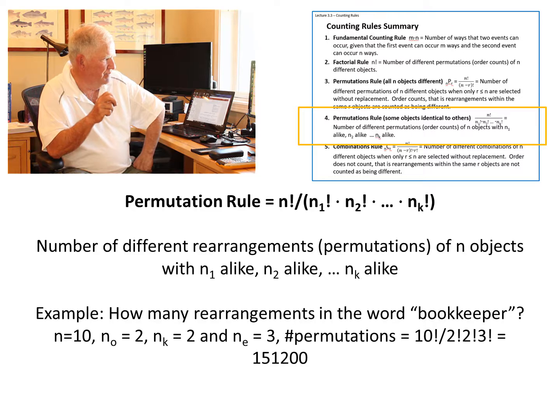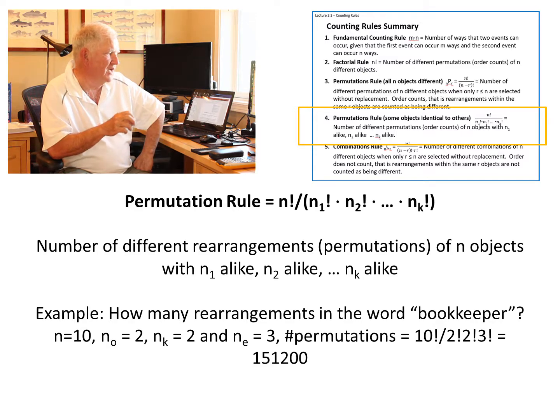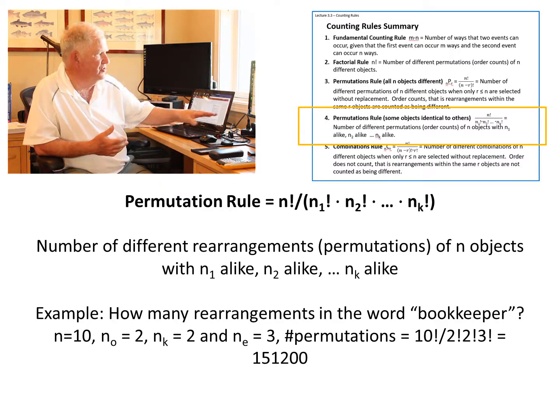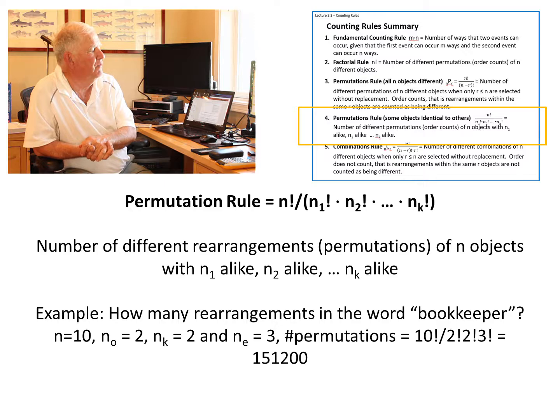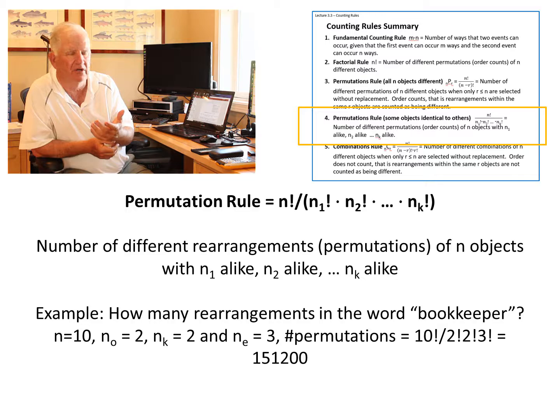Here's the second one when some of the objects are alike. So this second permutation rule says this is the formula for the number of different rearrangements or permutations of n objects when n1 are alike, or n2 are alike, or nk are alike. The best way I can show you this is to look at this example. Look at the word bookkeeper. It's a pretty special word, right? It's got double O, double K, double E, and then another E thrown in at the end. There's 1, 2, 3, 4, 5, 6, 7, 8, 9, 10. There's 10 letters. How many rearrangements of that word can you make?